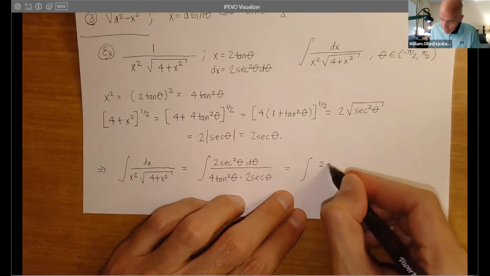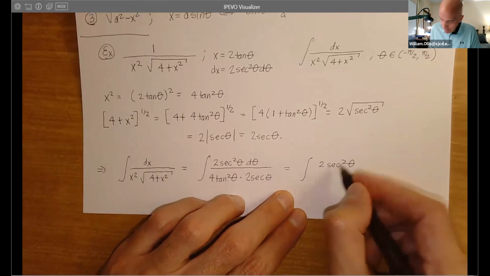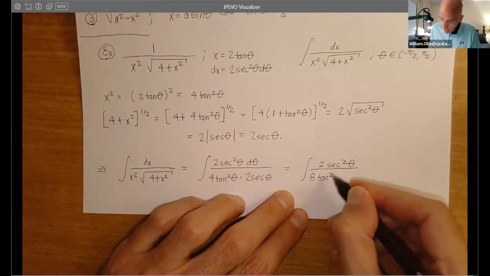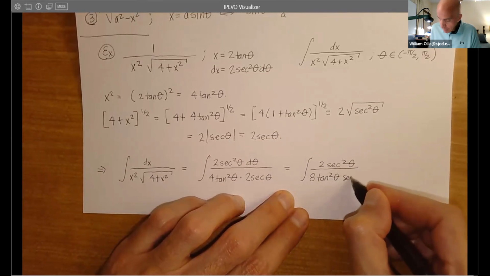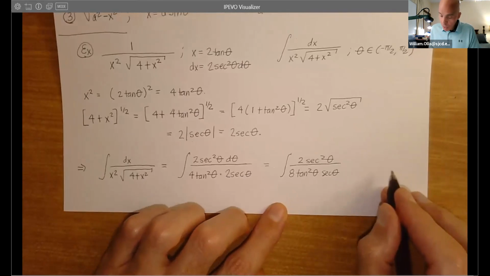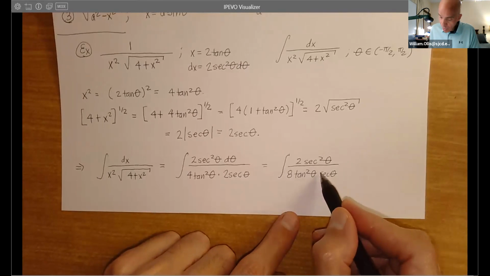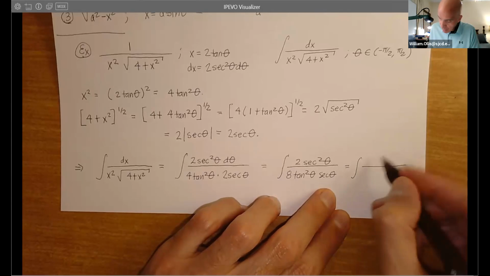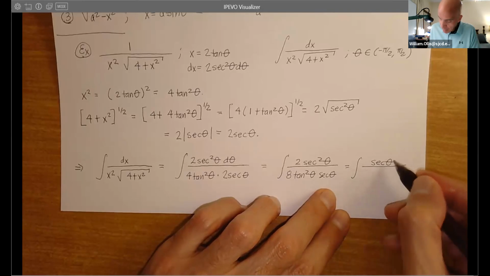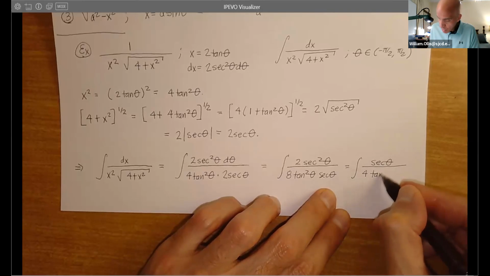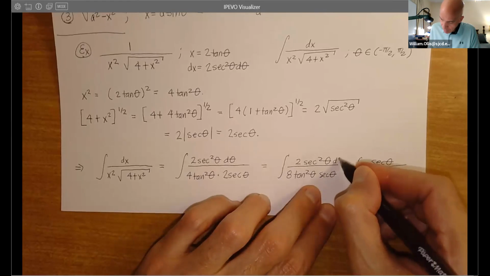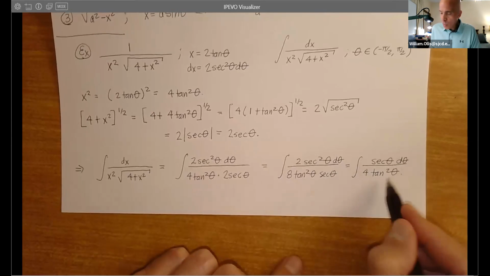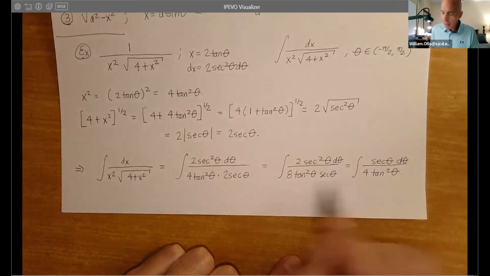So we get 2 secant squared theta divided by 8 tangent squared theta secant theta. And then when you look at this, you're thinking, okay, well, one of the secants will go away, and then that'll just be a 1/4. So this gives us secant theta divided by 4 tangent squared theta d theta. Oh, I left my d theta, sorry. And then you would use the Pythagorean identity on this, and boom.